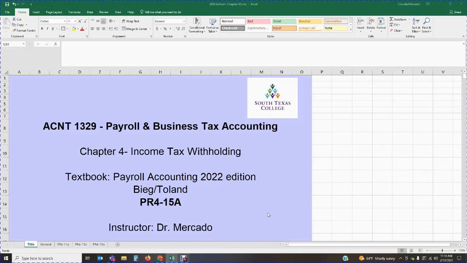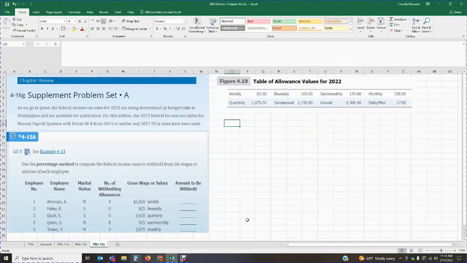And in this particular lecture, we are dealing with Problem 415A. Okay, let's jump over to the problem. Now, this problem is a problem under the supplemental section of the problems. So I went ahead and I included the supplemental problem set A.